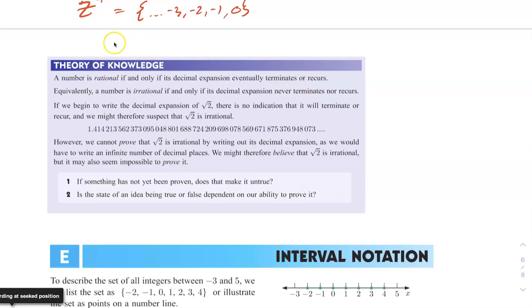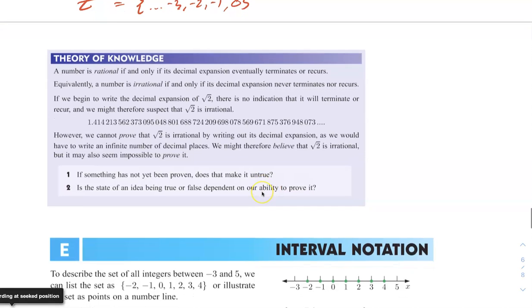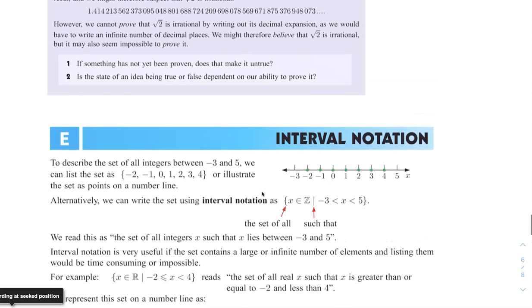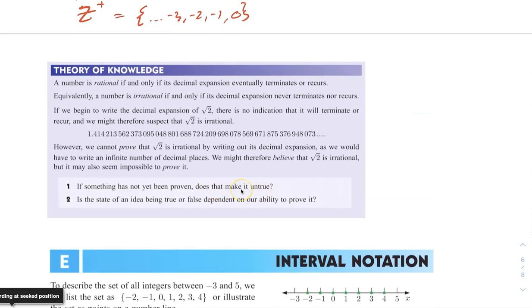Theory of knowledge question. The general idea here is we're saying that radical 2 is irrational because you can't make it a fraction, because it doesn't terminate, it doesn't end. Well, how can we prove it? How can I prove that radical 2 is irrational? How can I prove that it never ends? It's a hard way to prove it. So the question here is, if something has not yet been proven, does it make it untrue? Is the state of an idea being true or false dependent on the ability to prove it? So, a little food for thought. And actually, there's a way to prove it, and I'll talk about that in class.